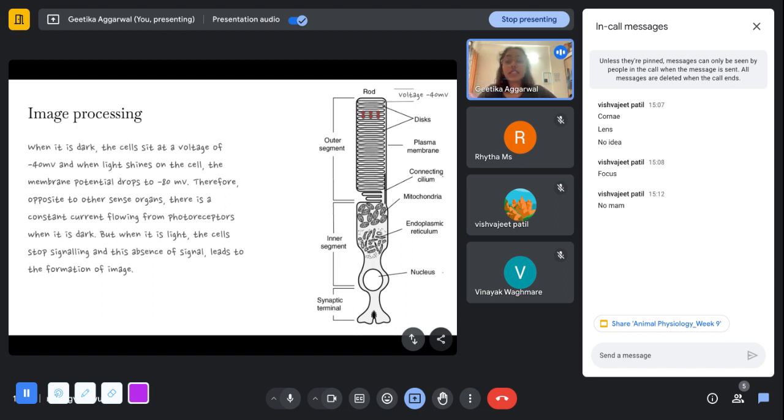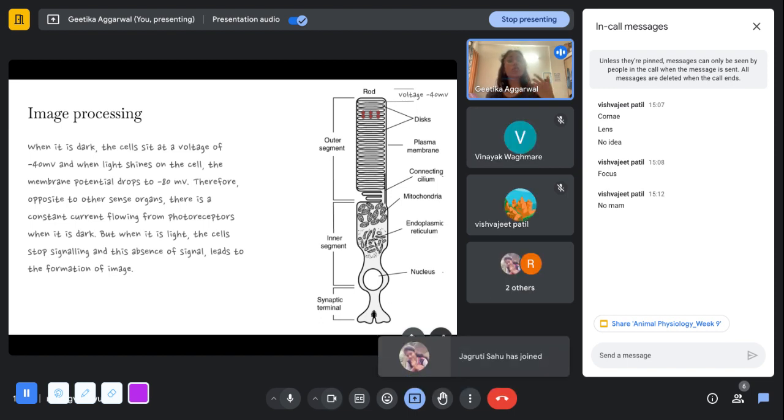So it is opposite to the other sense organs: there is a constant current flowing when it is dark, and when there is light, they stop signaling. The signaling in the case of the eye is opposite to how it happens in all of the other sensory organs. And by certain rods switching off is how the image is formed in our brain.